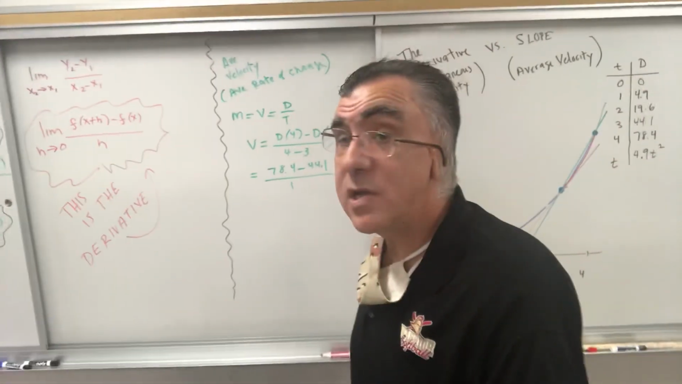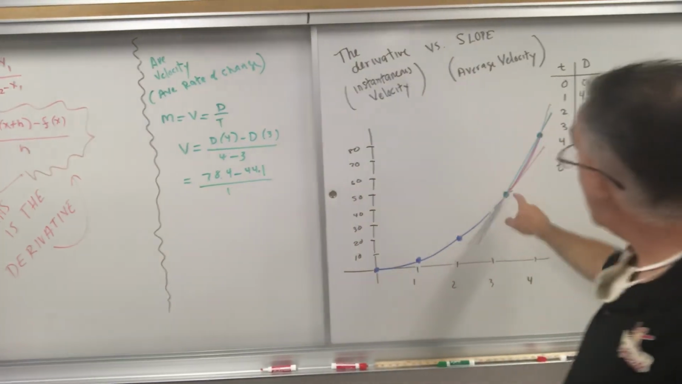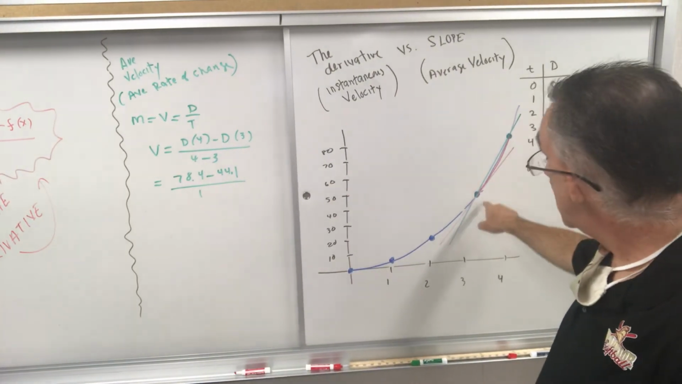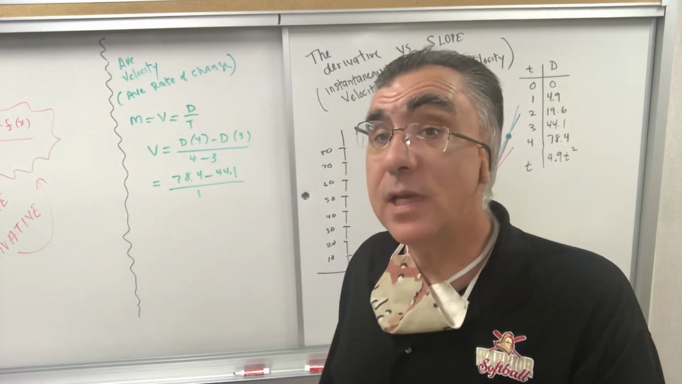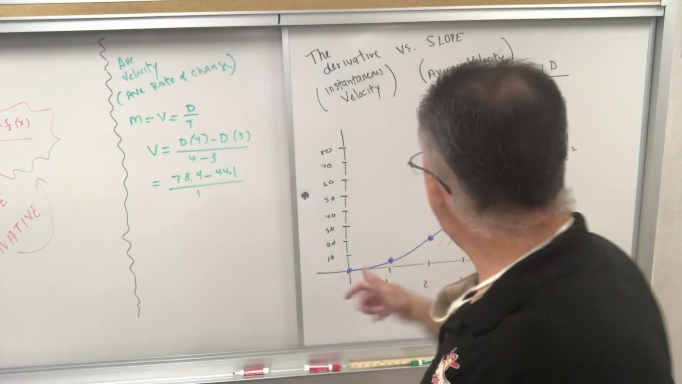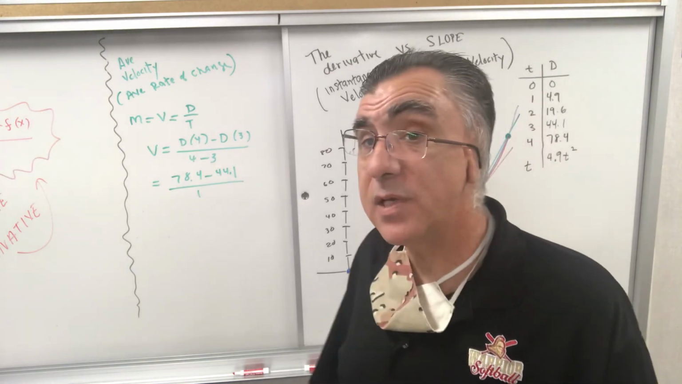Now, why did Newton want to know it? Because Newton didn't want to know the average speed from 3 seconds to 4 seconds. He wants to know how fast it's going precisely at 3 seconds. Okay, so let's stop here, and I'll continue this question when we come back for the next video.